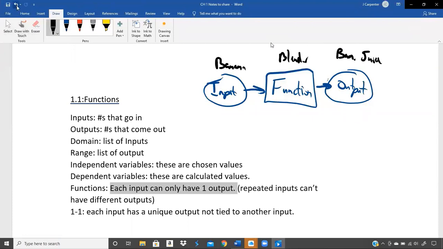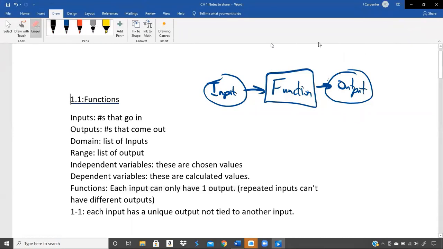Your function doesn't have to be a blender. Your function could be an oven. I wish the eraser didn't stay like that. So your function could be an oven. So what do you put in an oven? You put in uncooked food, just in super general terms. And what do you get out of it? You get cooked food.